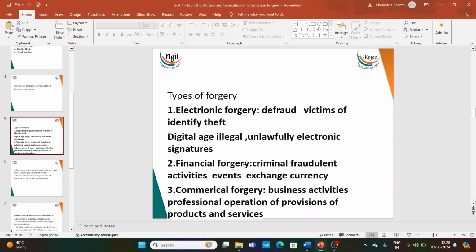The second is financial forgery, and the third is commercial forgery. The name says commercial forgery. It involves business activities, commercial endeavors, and professional operations, where provision is given based on products and services, and is classified as commercial forgery. Items in commercial forgery are unlawful purchases, with commercial purchasing going on online. Illegal and illicit finances may result from this. With the help of this, we are going to identify the threats.